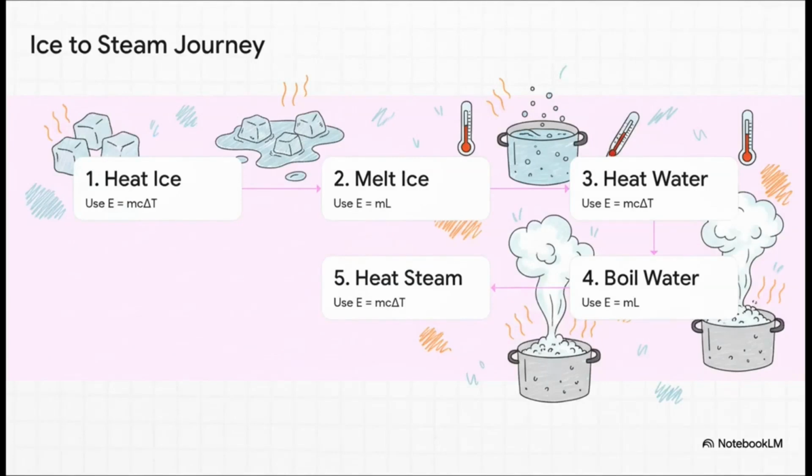Step 1, heating the solid ice up to 0. That's a slope, so we use E equals mcΔT. Step 2, melting the ice. That's our first plateau, so we use E equals mL. Step 3, heating the liquid water. Another slope, so we're back to E equals mcΔT. Step 4, boiling the water into steam. That's the long plateau, so it's E equals mL again. And finally, step 5, heating up the steam itself. That's our last slope, so it's back to our old friend E equals mcΔT.